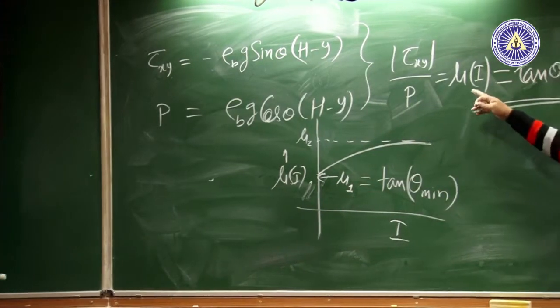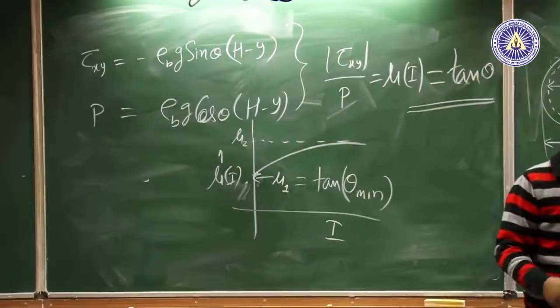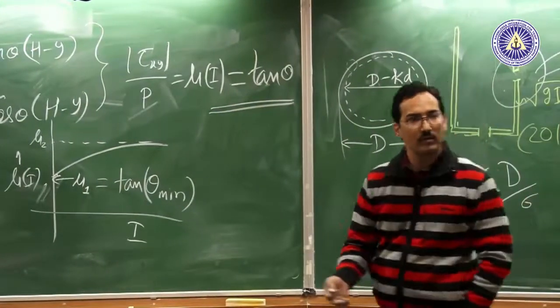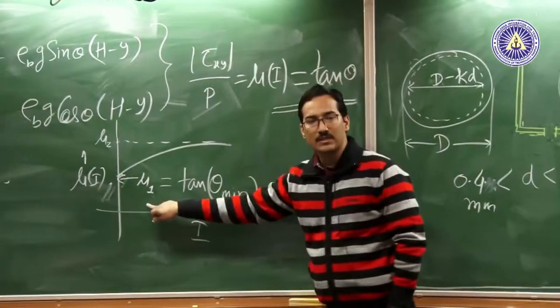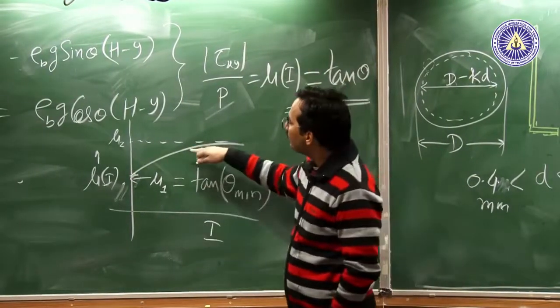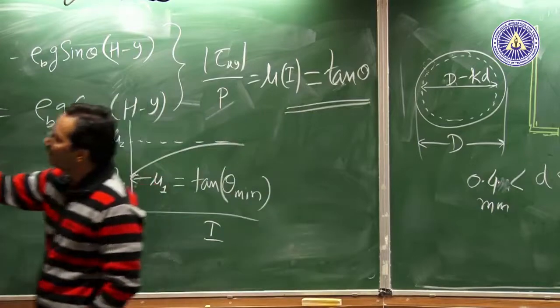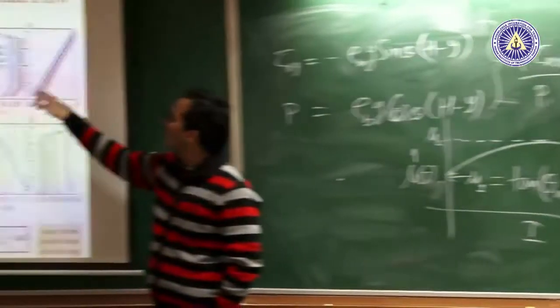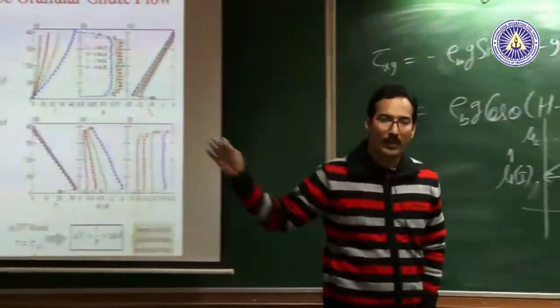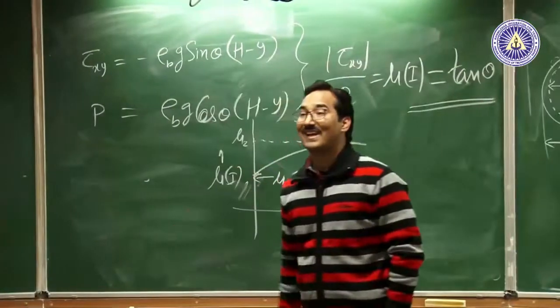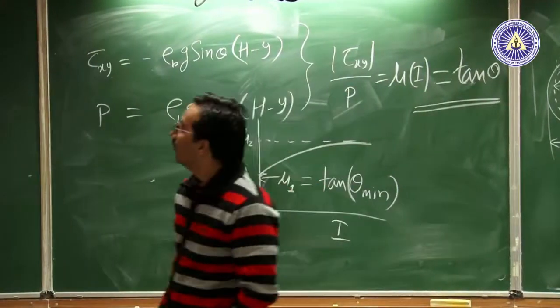Below that your tau is going to be less than mu1 into p, and so you will not have any flow. So your theta minimum is essentially tan inverse mu1, and then as you keep increasing the inclination angle... I am not plotting the results for close to this. That number turns out to be around 21 degrees in this case. Please. Why monodispersed particles?